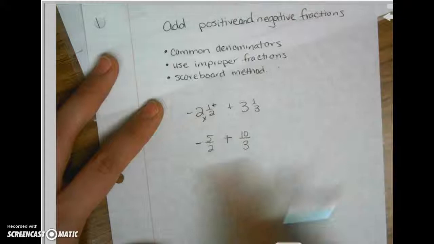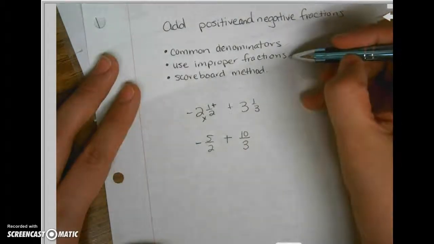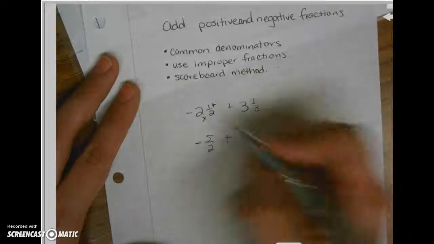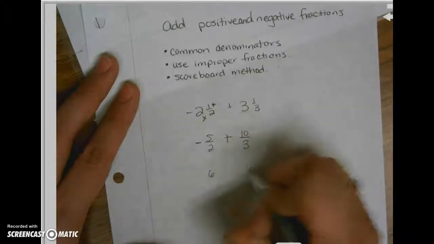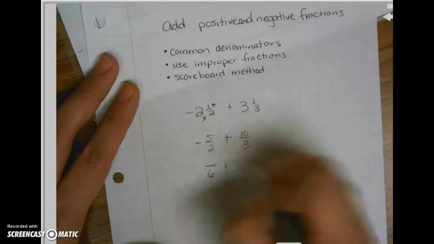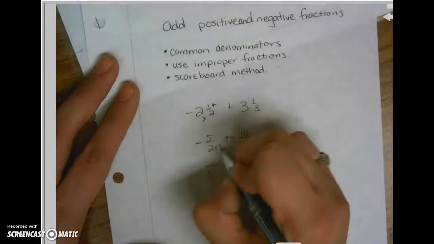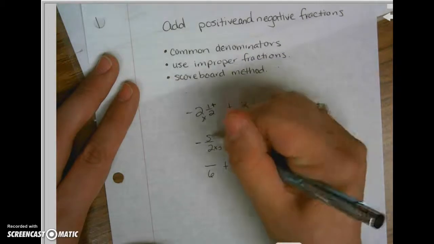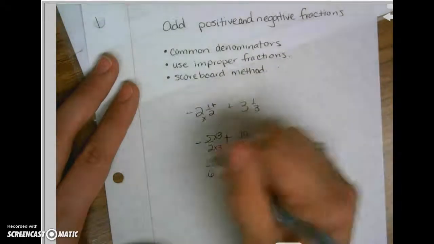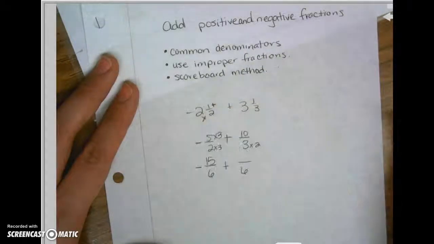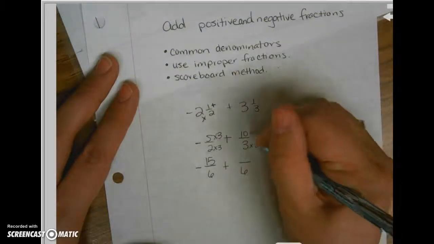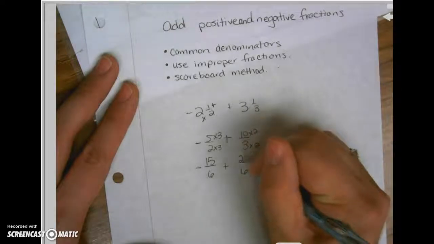Okay, so I have my fractions in improper form. Now I need common denominators. I know that 6 is a common denominator for these because 2 times 3 equals 6 and 3 times 2 equals 6. So if I multiply by 3 here, I have to multiply by 3 here. 5 times 3 is 15. And don't forget to bring down your negative again. 3 times 2 is 6, so 10 times 2 is 20.